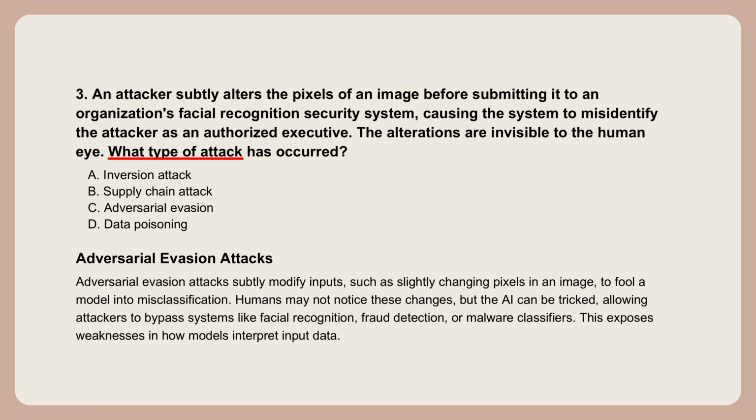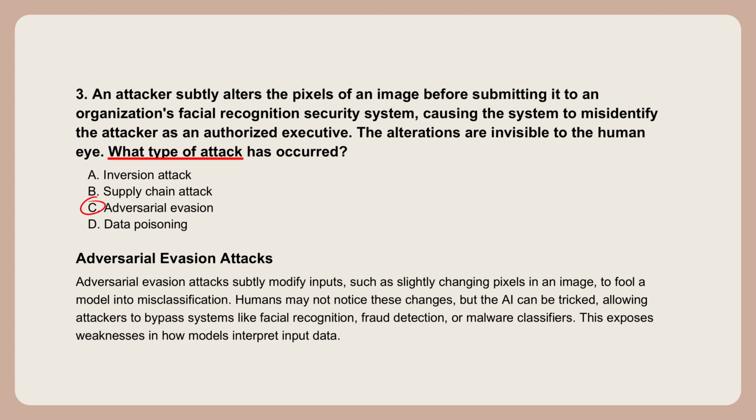And the options are? The options are A, inversion attack, B, supply chain attack, C, adversarial evasion, and D, data poisoning. The correct answer here is C, adversarial evasion. The source explains that adversarial evasion is a technique where the input is altered slightly to trick the model. Just like in the scenario, changing specific pixels in a photo fools the facial recognition system. The alterations are completely invisible to humans, but they thoroughly mislead the AI.